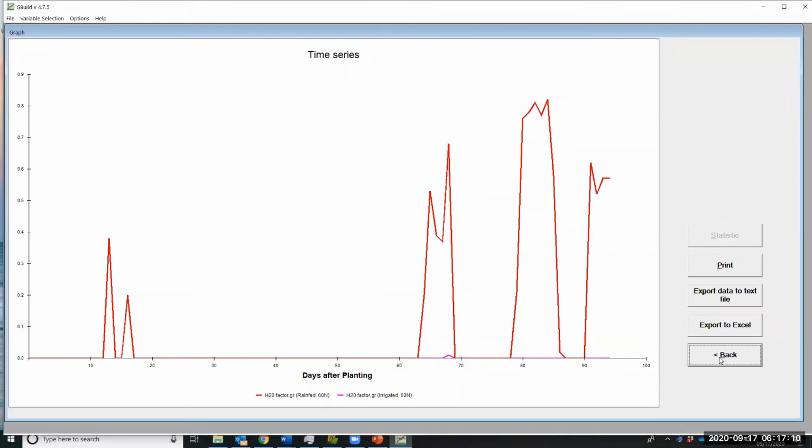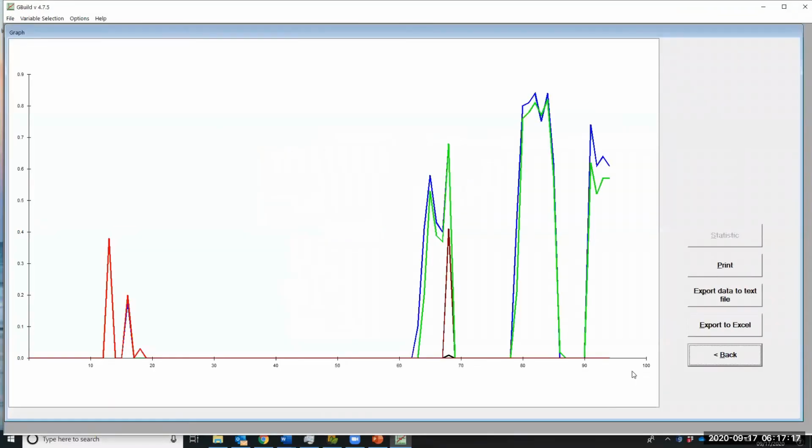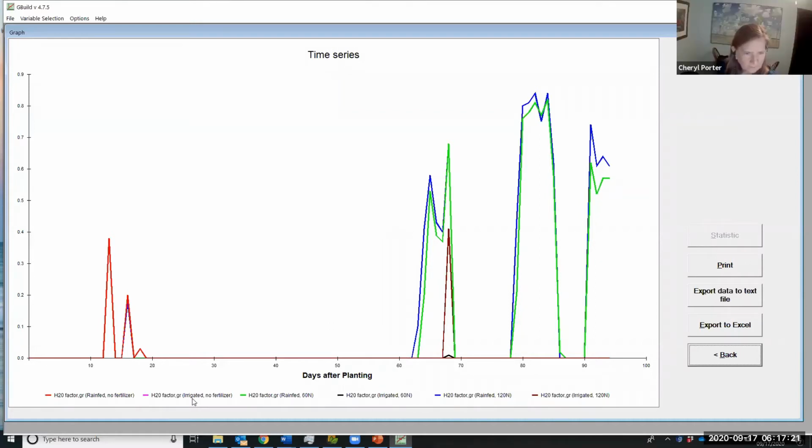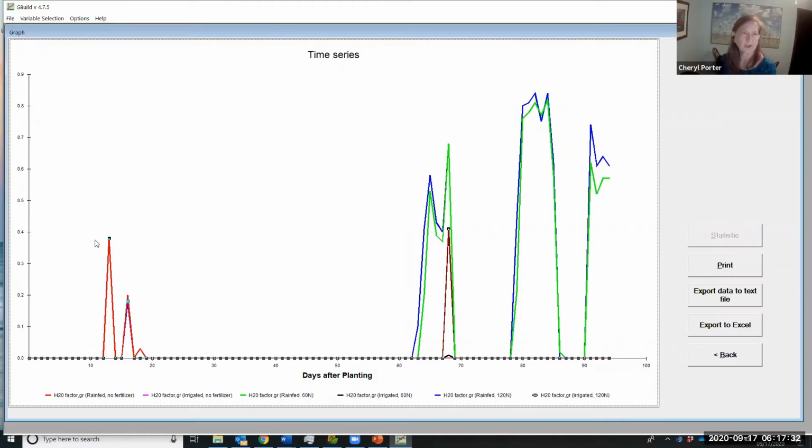Do you want to look at more treatments? Let's just turn them all on and see what happens. Okay, so for the irrigated, let me just highlight the irrigated. There's the irrigated high nitrogen. So it looks like they have high stress early on, and then there's just a little bit of stress mid-season.